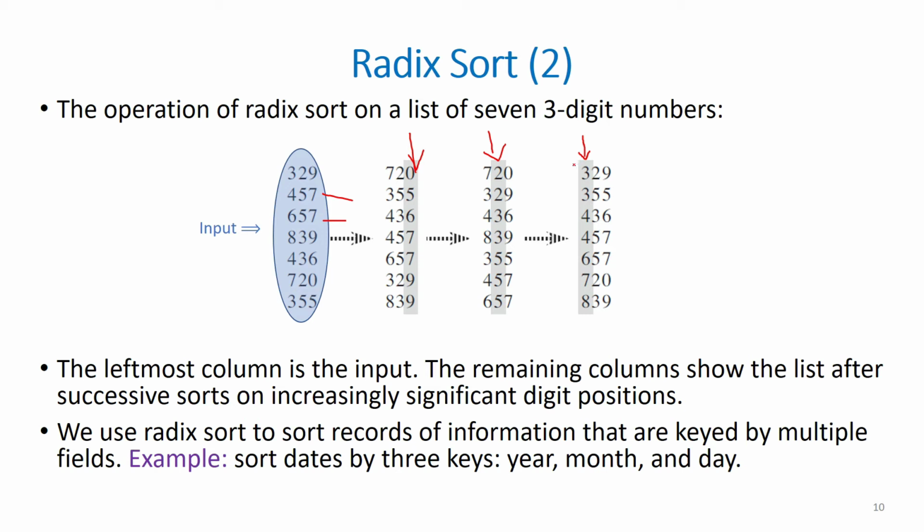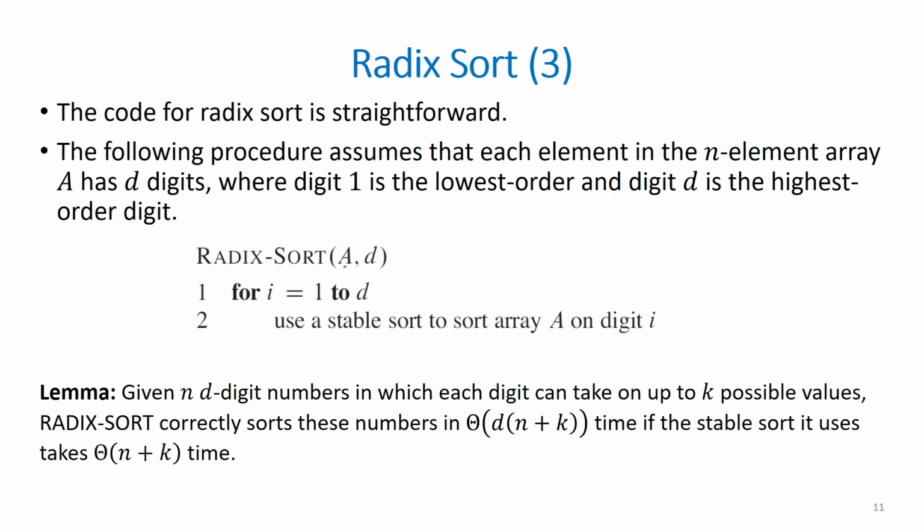This sorting is mainly useful when we want to sort records that are keyed using multiple fields. Take, for instance, the telephone book or diary where dates are sorted using the year, month, and day. The code for the radix sort is very straightforward. In this procedure, let us assume that we have an array of n elements and each element has d number of digits, where digit 1 is the lowest order and digit d is the highest order digit.